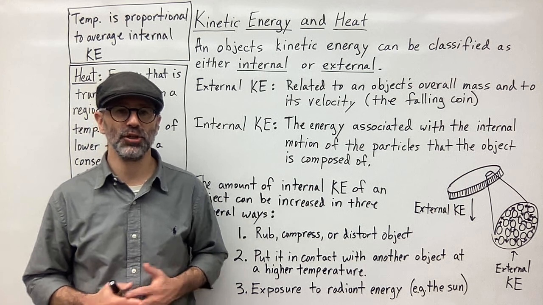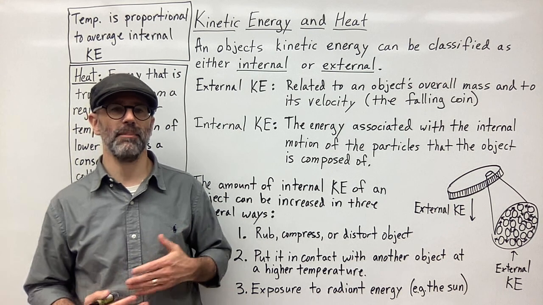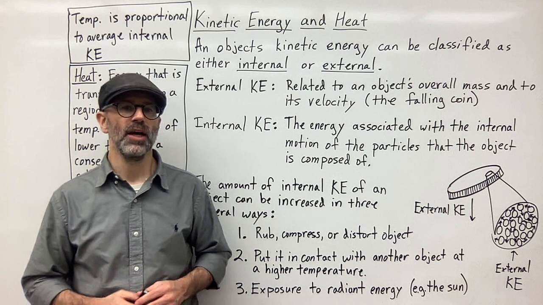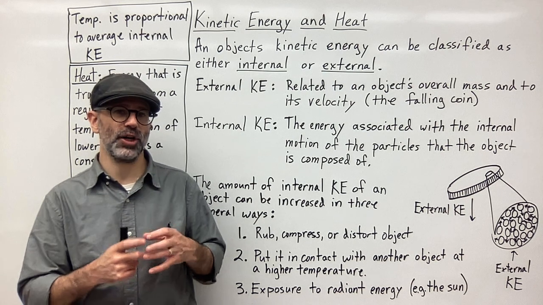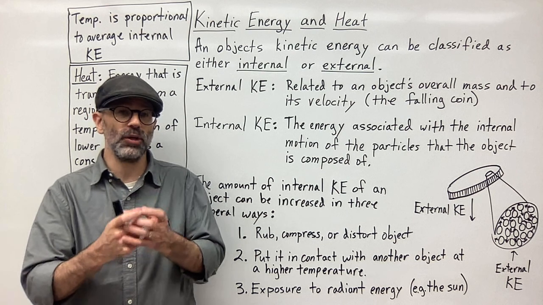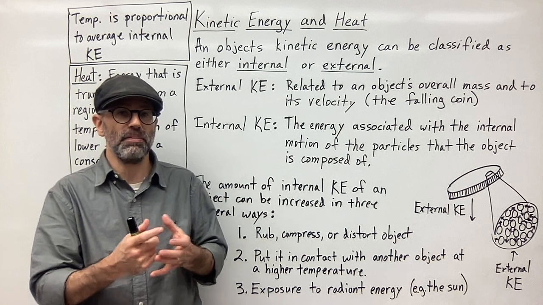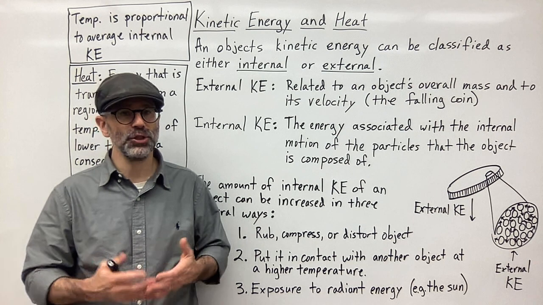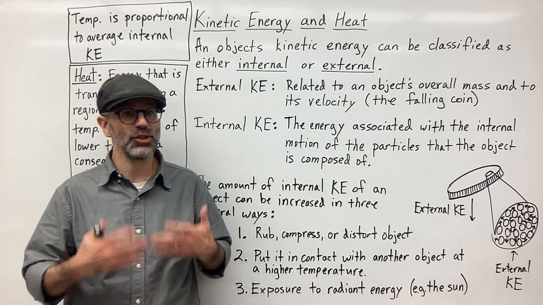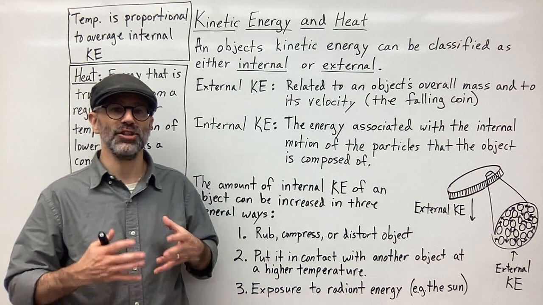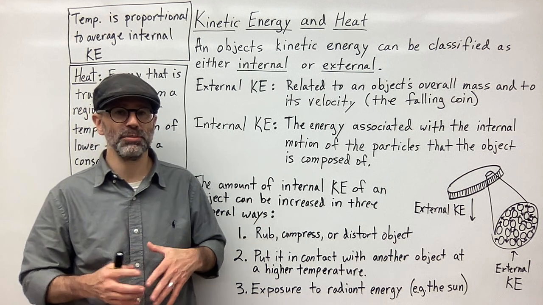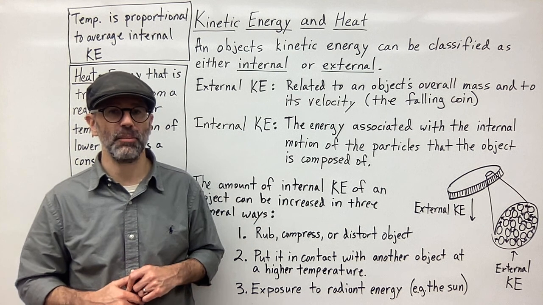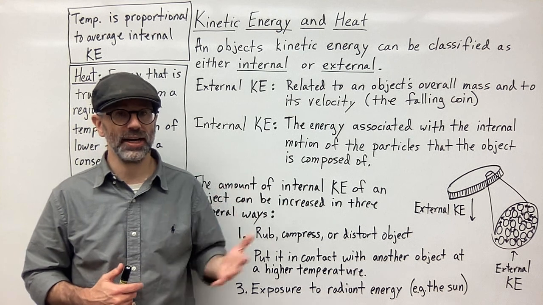When we talk about external kinetic energy, that's what we were talking about in my earlier video, when we were talking about the falling object. So if I flip a coin, the coin as a whole has a certain kinetic energy. The coin as a whole is moving at a certain speed, it has a certain mass. And so when I talk about the kinetic energy of the coin, I'm referring to what is also referred to as the external kinetic energy. That means the kinetic energy that's related to the object's overall mass and to its velocity. So the falling coin is an example of that external kinetic energy.